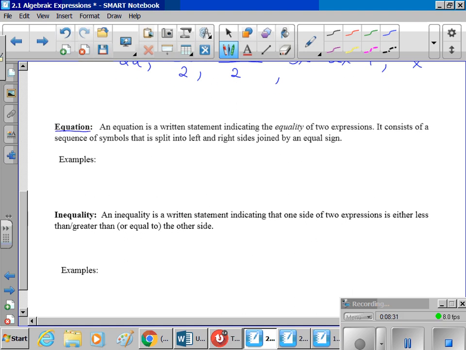Equations. Equations are going to have equal signs. We have the word equal embedded right inside of here. Equal signs. So now I have 3x equals 9. It's something that can be solved. x plus 1 equals 10, and x squared plus 2x plus 1 equals 0. So these are all examples of equations.